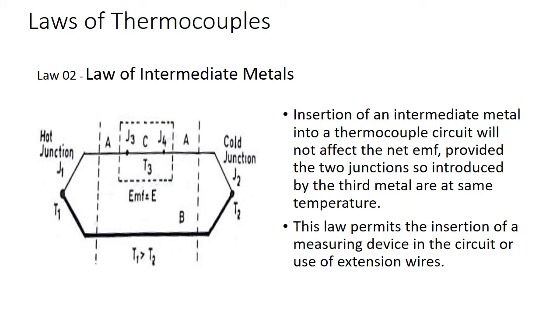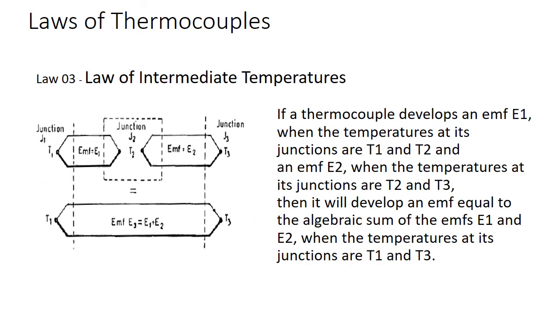This insertion of a new metal is only possible if the temperatures of these two junctions are the same. So this law permits the insertion of a new metal only if the temperatures of the two new junctions are the same. If you need to have an extension wire or something inside a thermocouple, this law permits the use of the same. The next law is the law of intermediate temperatures.